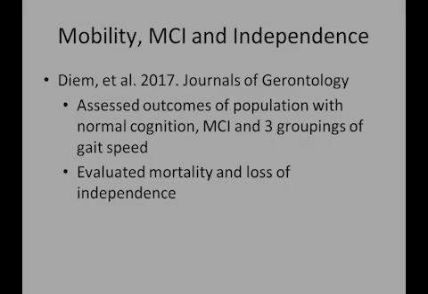So mobility, mild cognitive impairment, and independence. This was just recently looked at. It was published in the Journals of Gerontology. And this was a study that was looking to assess outcomes of a population, and they looked at 2 groups. So they had normal cognition and mild cognitive impairment. And then each of those groups was divided into 3 subgroups based off of gait speed. And they evaluated mortality and loss of independence in those 6 groups.